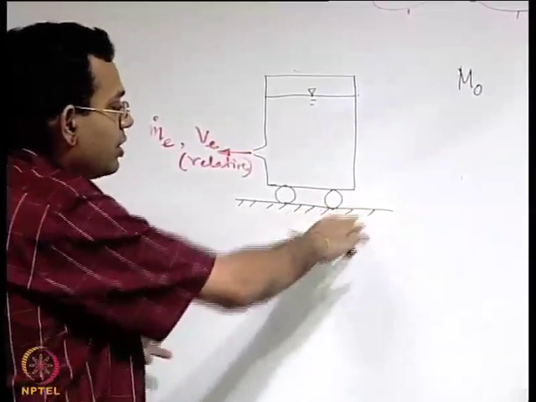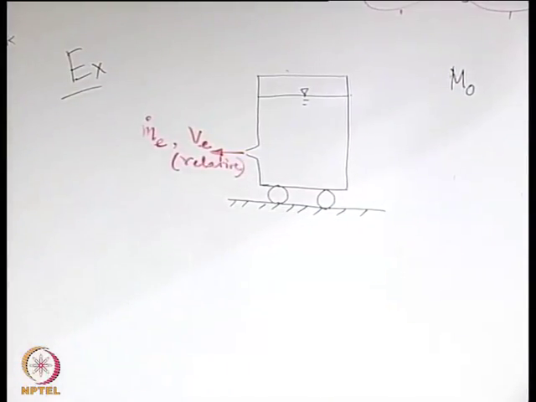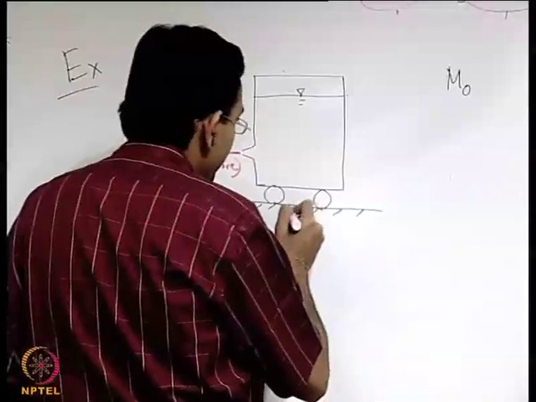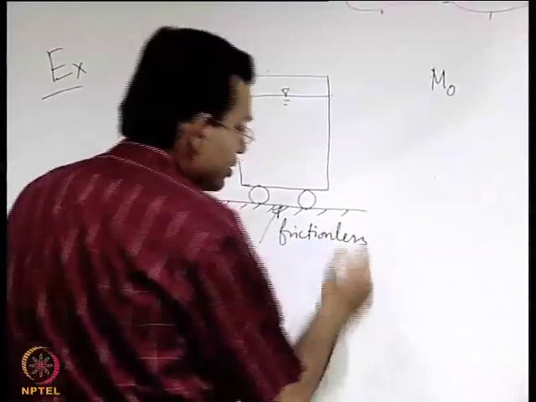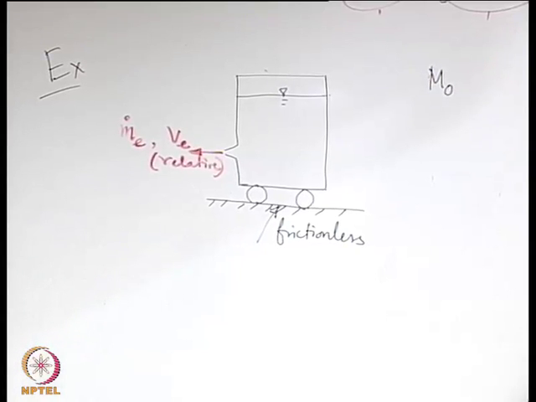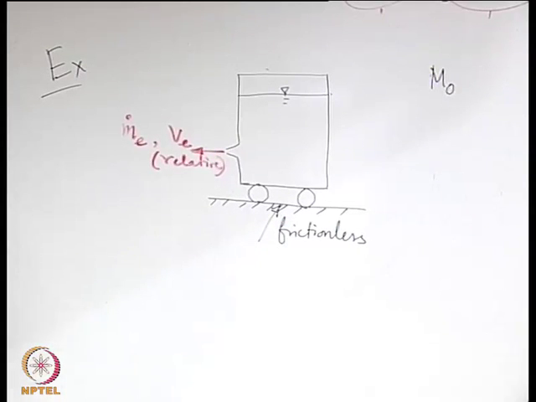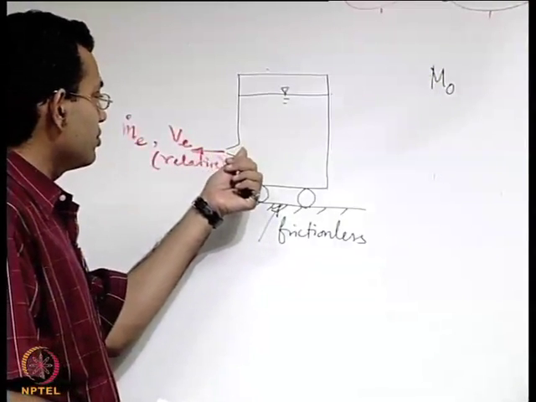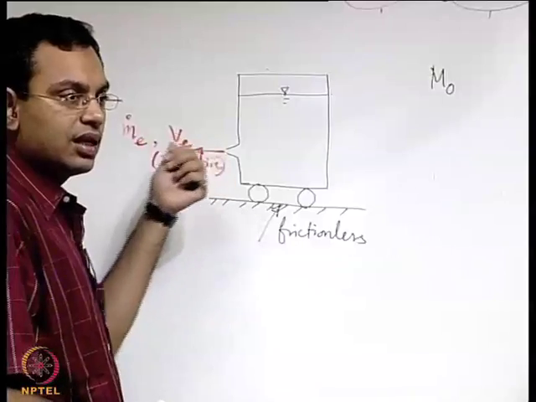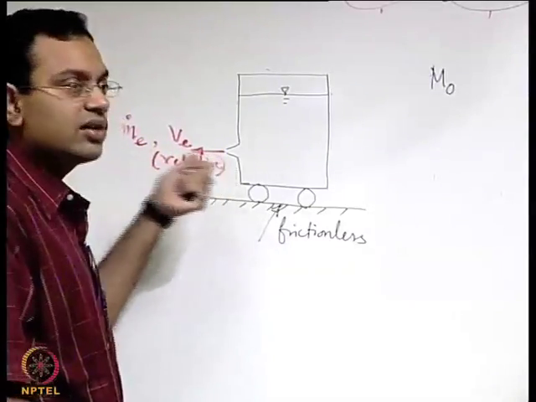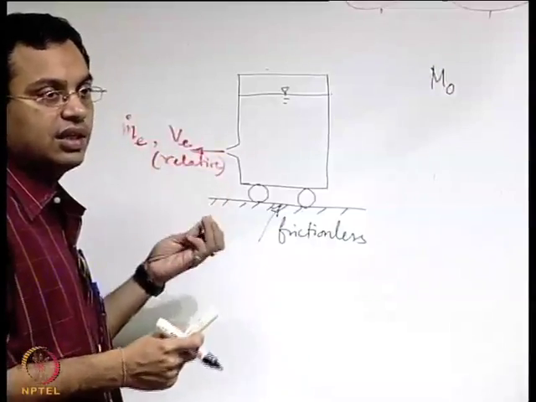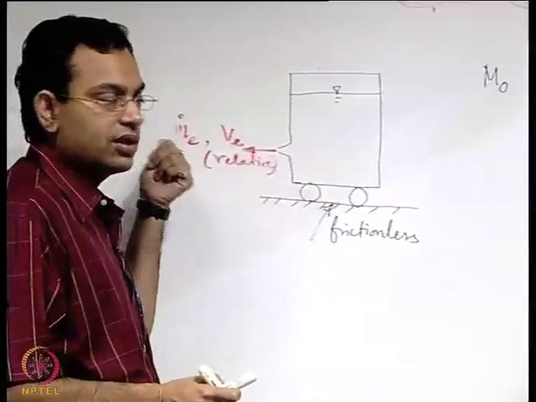Let us say that it is mounted on a frictionless surface, not that that is a necessity. If there is some friction, you have to figure out how the friction is influencing its motion. So now you realize that because of the water coming out of this, there is some sort of force or thrust, so to say, but it is not an external thing, it is just an effect of this water coming out.